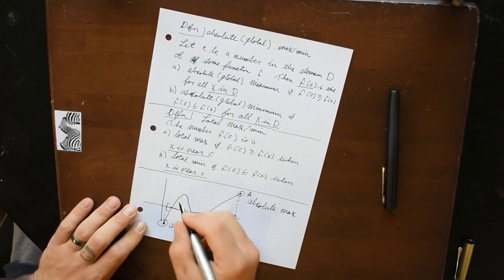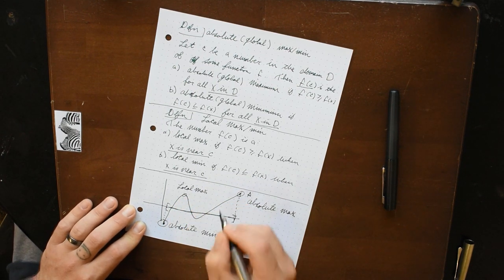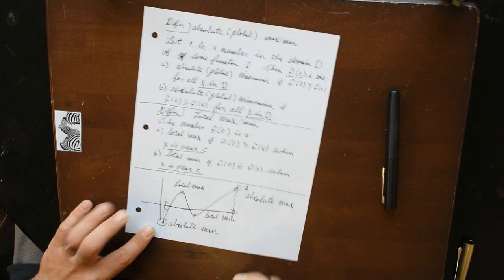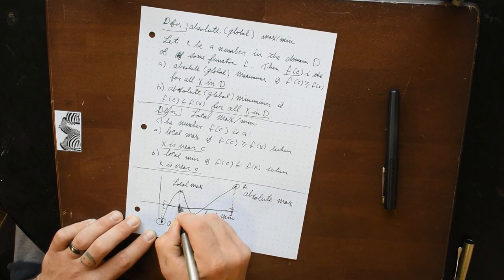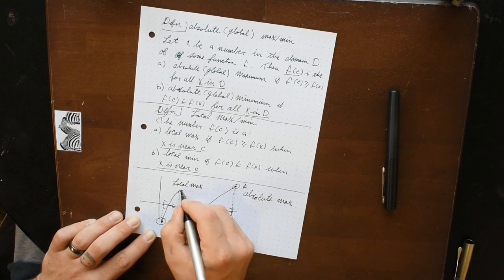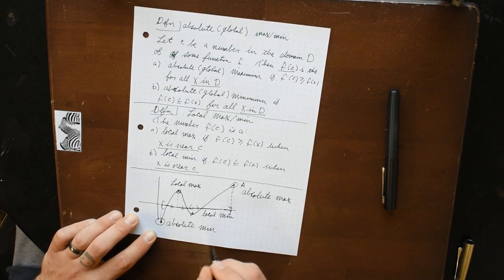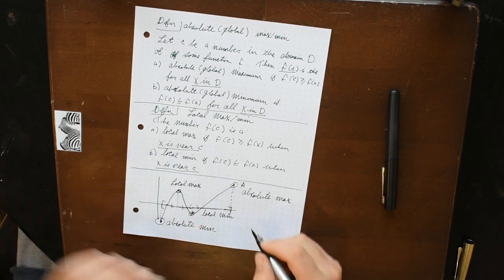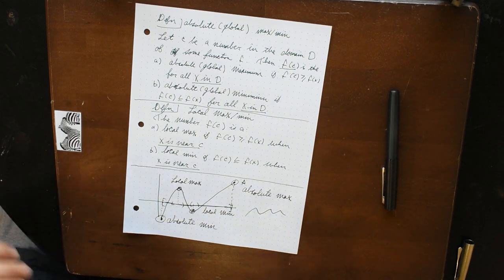Locally, we have a local maximum right here. And we have a local min right here. Because for every value of x near this point, this y value is the largest. And for every value of x near this point, this value of y is the least. So at all of your bumps, wherever you have a turning point, you're going to have a local max or a local min. Some of them might be global, some of them might not be.